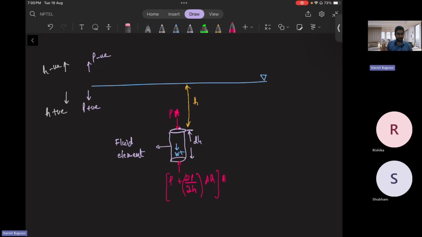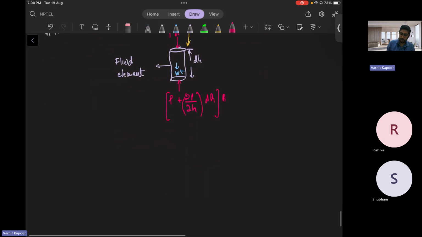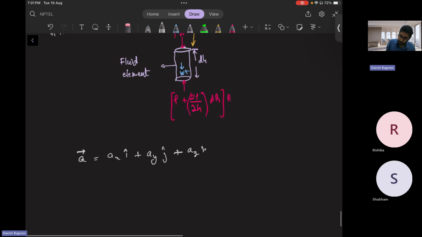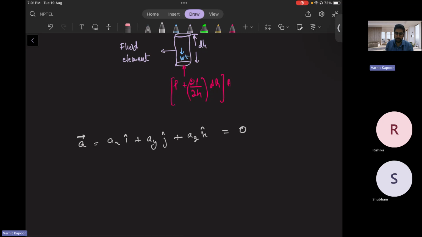It is at rest, it is not moving, so net acceleration is zero. In all directions, ax i cap plus ay j cap plus az k cap, all the components are zero. So net force is going to be zero. As per Newton's second law, net force is mass into acceleration, and this acceleration is zero, so net force is zero. This fluid element is at rest.